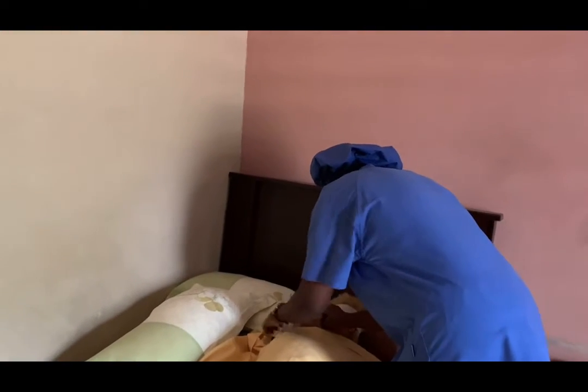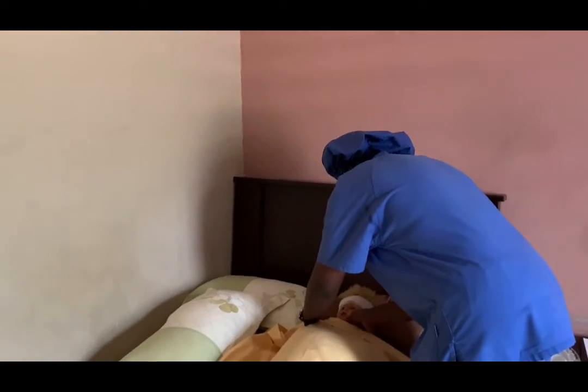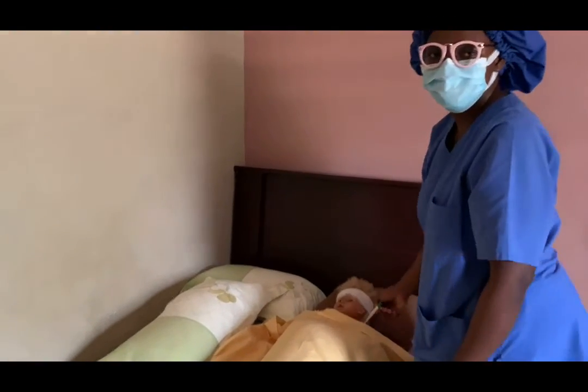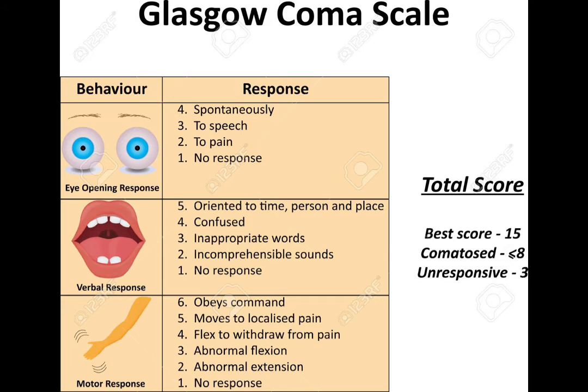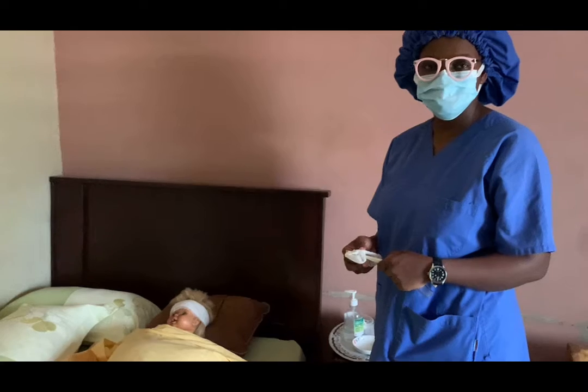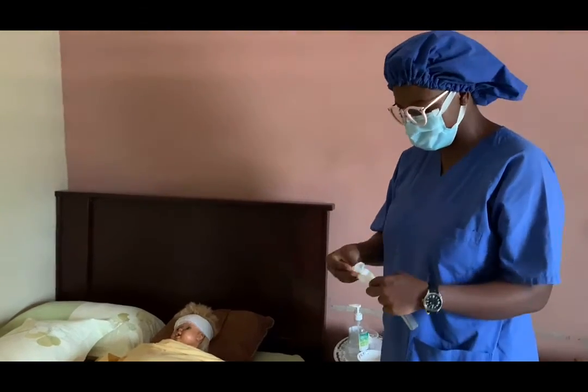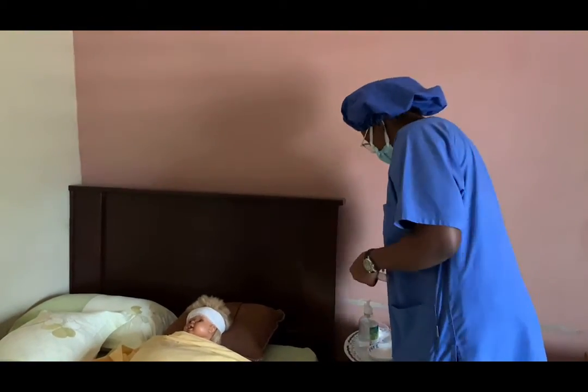I also proceed to check George's Glasgow coma scale. For now, I checked eye response, which was 4, and motor response, which was 6. His temperature read 37.2 degrees Celsius. That was normal. So you then sanitize.